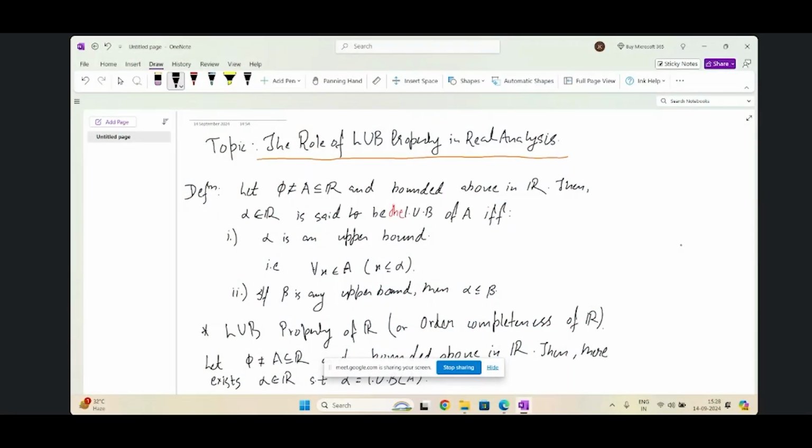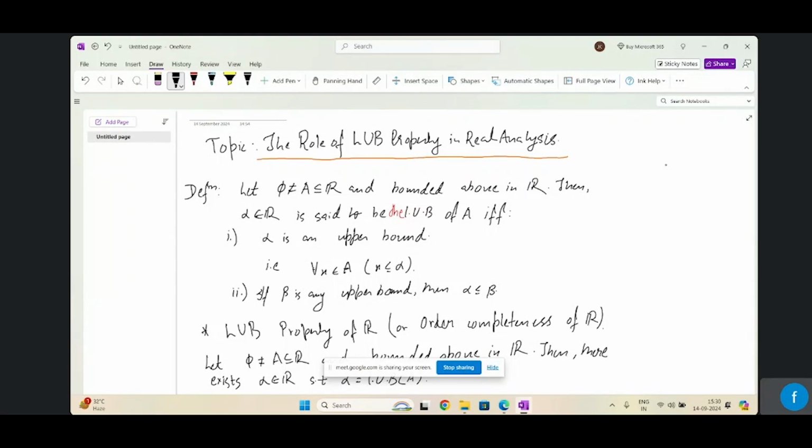So let us talk about the role of the LUB property in real analysis. There is a video on the LUB property by Kumar sir, titled "What Makes Real Analysis Tick," and I hope many of you have already watched that video. In that video, Kumar sir said that it is the LUB property which makes real analysis tick. That is, if you remove the LUB property from real analysis, then the whole of real analysis will collapse.